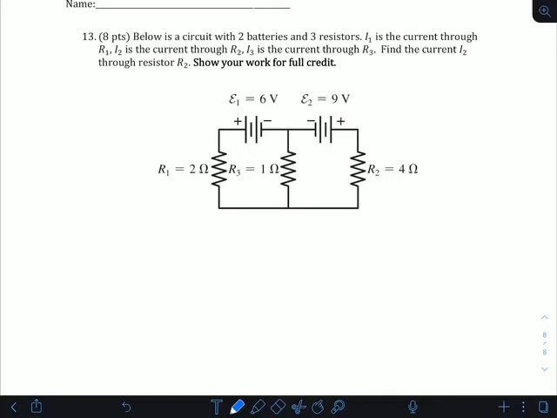Okay, this final video is the last problem on practice test number 2, which is number 13, our multi-loop circuit. Remember that in these circuits we don't have resistors in parallel or series, so we have to use the multi-loop circuit approach, which is applying Kirchhoff's loop and junction rules. Our goal is ultimately to find the current I2 that is running through R2.